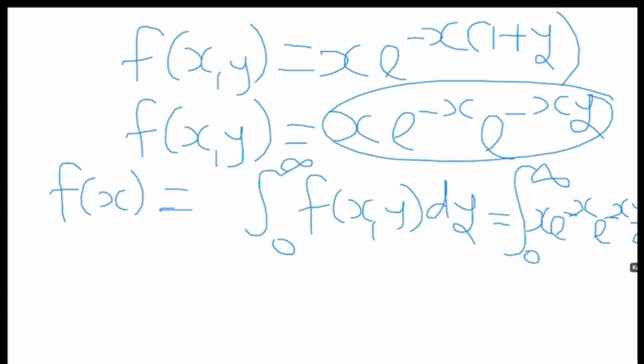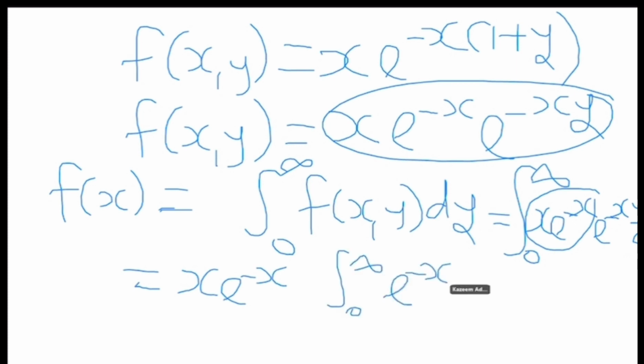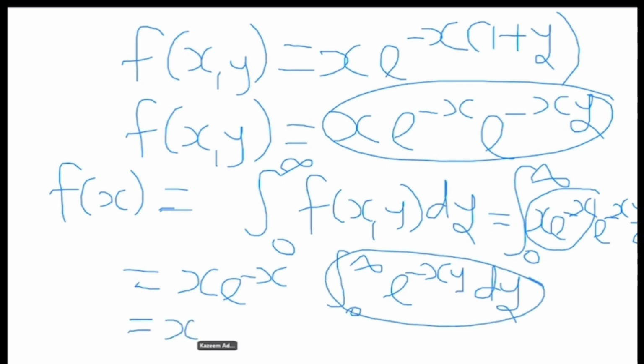Now I need you to look at that. If I basically want to get my f of x, I'm going to integrate with respect to y. Automatically, I'm going to bring out the x, because it's going to be constant. Don't forget, I actually want to integrate with respect to y. You see that? Now, if I integrate with respect to y, I'm going to have exponential raised to power that. So I'm integrating that with respect to y.